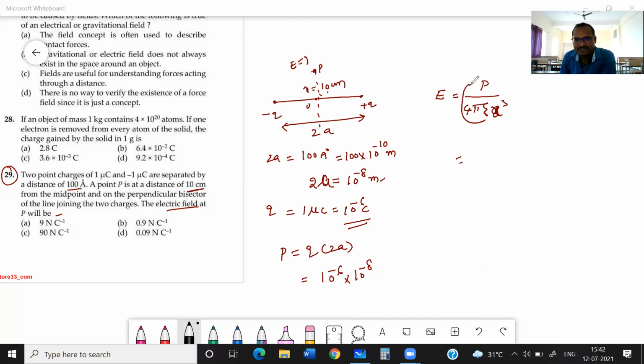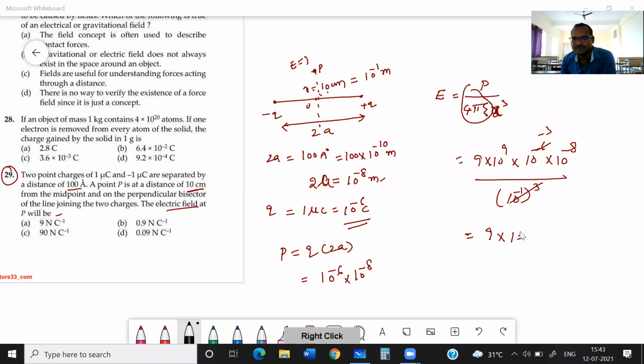1 by 4 pi epsilon naught value is 9 into 10 to the power of 9 into electric dipole value is 10 to the power of minus 6 into 10 to the power of minus 8 divided by x value. X is 10 centimeter. The distance is 10 centimeter. That is nothing but 10 to the power of minus 1 meter. So 10 to the power of minus 1 whole cube. So it is 10 to the power of minus 3. Minus 3, minus 3 cancel. You will get 10 to the power of minus 3, minus 8 is minus 11. Minus 11 plus 9 is minus 2.